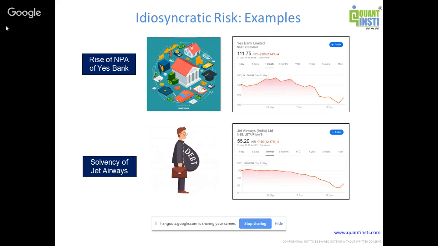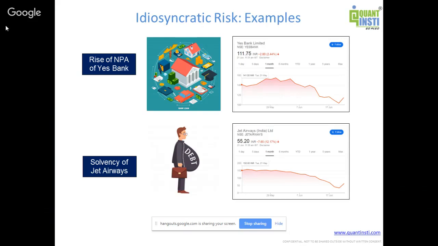So just assume you are in a lending business. You have lent to your five friends, and those five friends are not giving your money back. That's huge, like you had given them say 10 lakh rupees, and you are not getting that money back. A similar thing is happening with Yes Bank, and therefore if you see the stock price chart for a month, it was at 140 when it started. Now it's around 111, and a few days back it was even close to 100. So that's specific to Yes Bank.